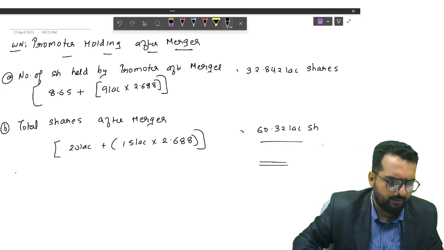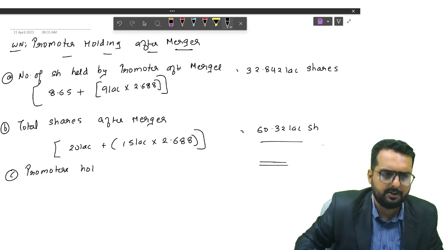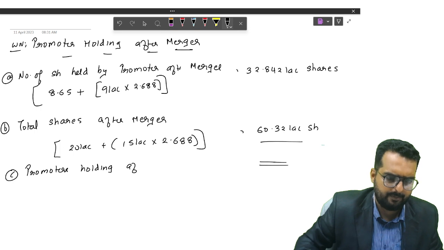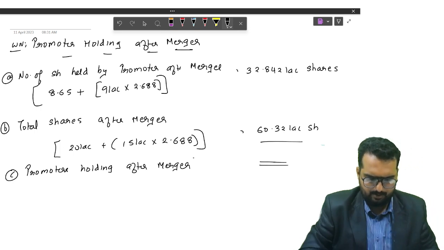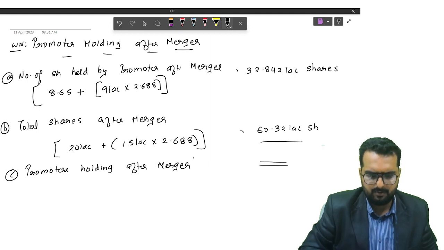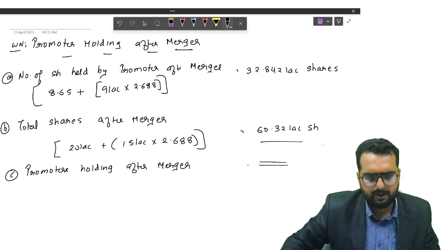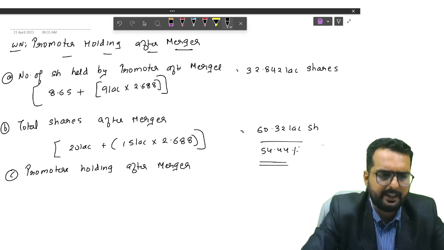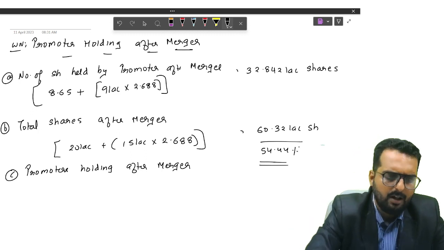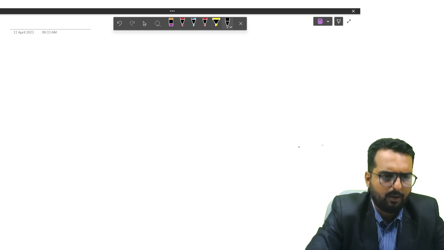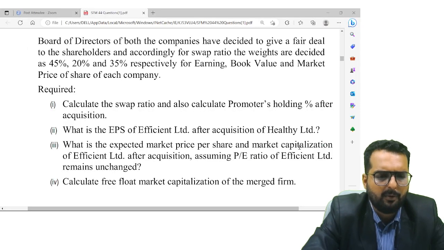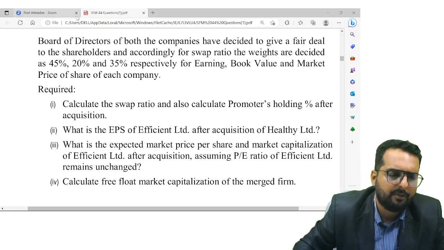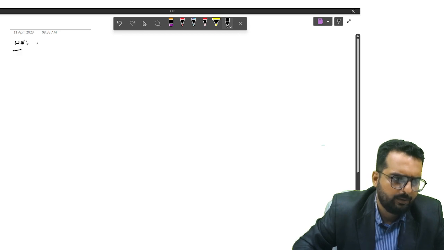Correct. So from this, can I find out the promoters holding after merger? Do you get the answer as 54.44% as the promoters holding after merger? Perfect. So we are done with this part also. Let's go to the second requirement now. They want to find out the EPS after merger now. So I'll write down the next working note.